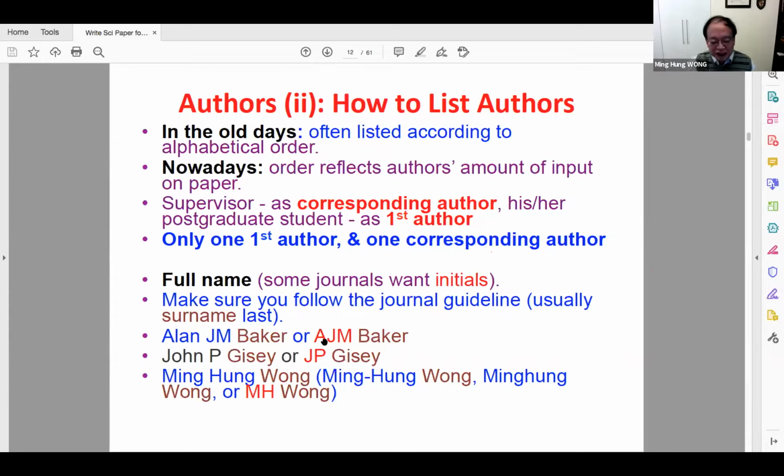I have my friends here, Alan J. M. Baker, A.J.M. Baker, John P. Giese, J.P. Giese, and so on. I'm sure they also use different versions of the name. So my advice is to be consistent.